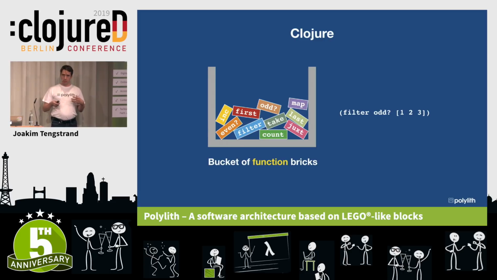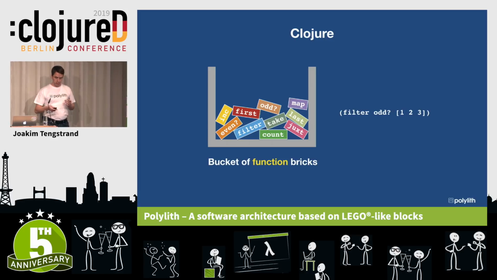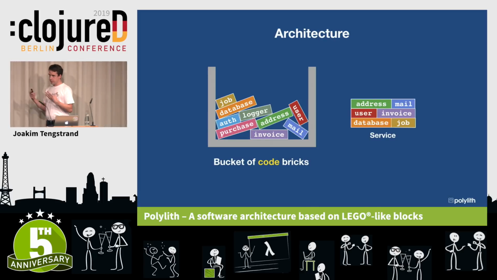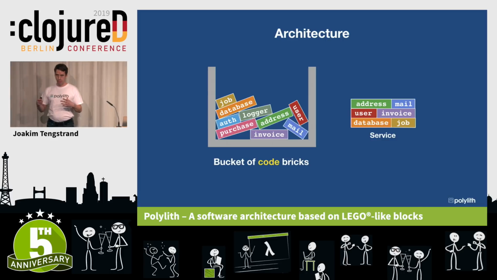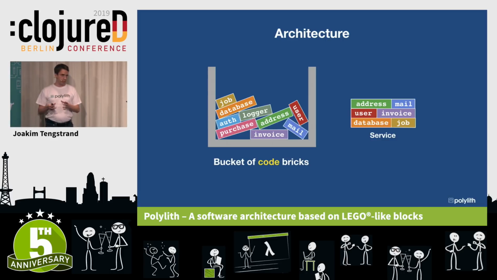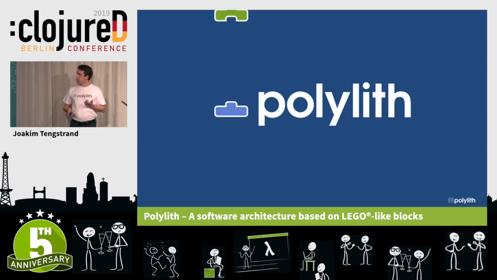But what about if we can't we use those principles at the architectural level? How would that look? Then we could have a bucket of code bricks that we could just combine, like Lego bricks, into services. Wouldn't that be really cool? I think that would be really cool. And actually, this is exactly what Polylith is about.